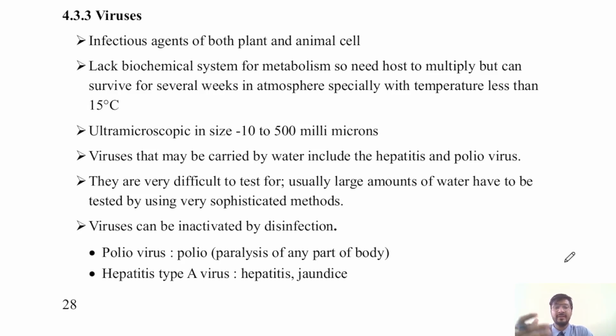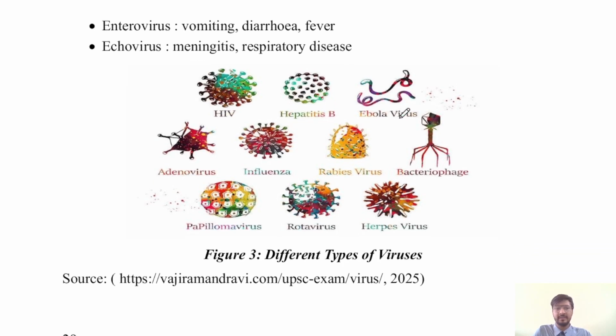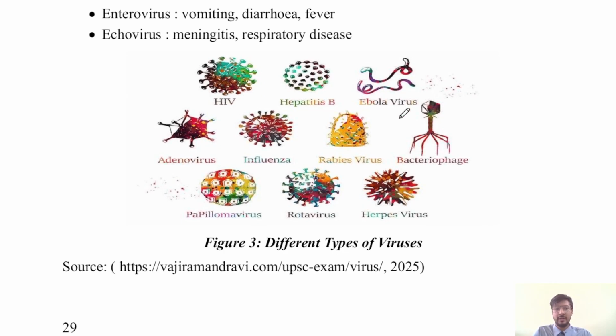Some of the viruses are poliovirus and hepatitis type A virus. Polio and hepatitis type A virus are the main types of virus, and another virus is enterovirus, echovirus. So different types of virus: HIV, hepatitis B, Ebola virus, influenza, rabies virus, rotavirus, herpes virus. These are the different types of virus.